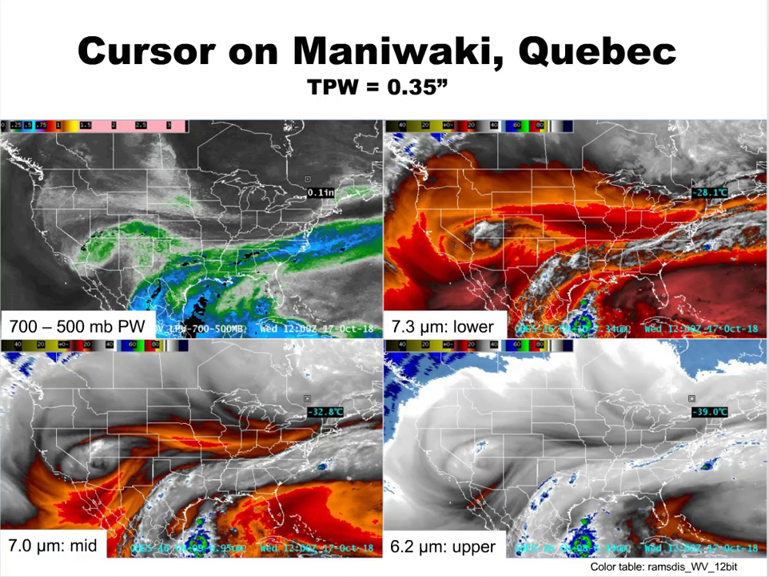We've moved our cursor readout in AWIPS to Maniwaki, Quebec, since this region is characterized by much cooler brightness temperatures compared to Miami, Florida. For that reason, it may be tempting to think of this as a more moist air mass compared to Miami, but is it? Our total precipitable water is 0.35 inches, considerably less than that at Miami where it was 1.77 inches. However, note the 700 to 500 millibar layer precipitable water is 0.1 inches, the same value we observed at Miami.